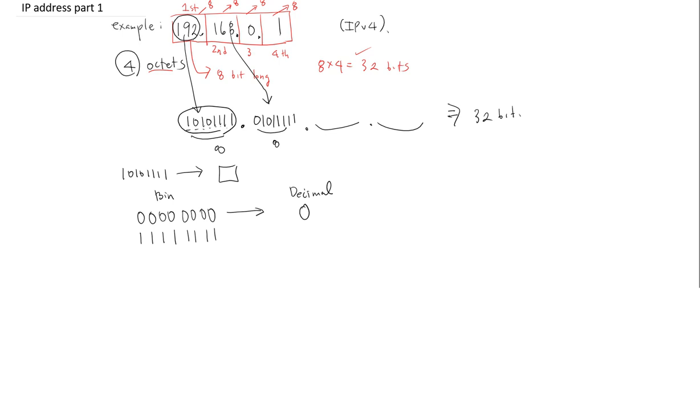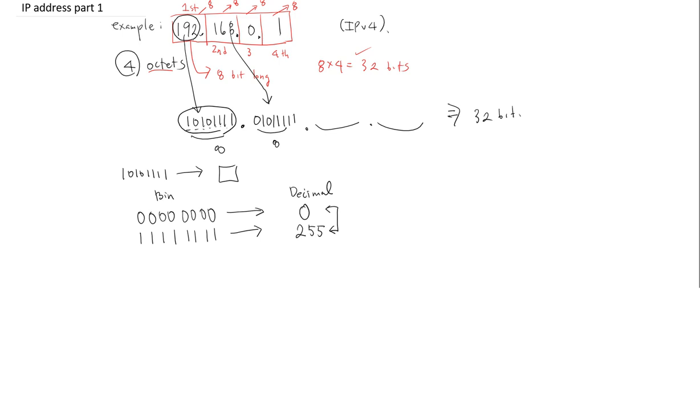If everything is 1, 1, 1, 1, and so on, then you will have 255. So the range of your decimal number for the 8-bit binary is from 0 to 255. So that's the range.